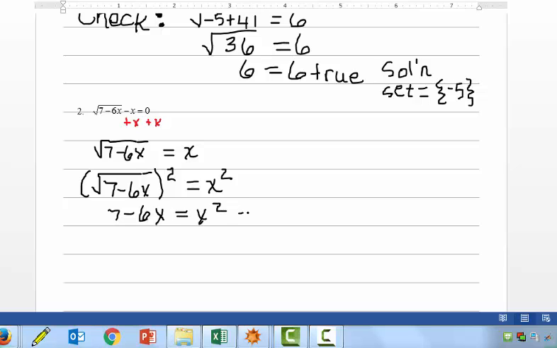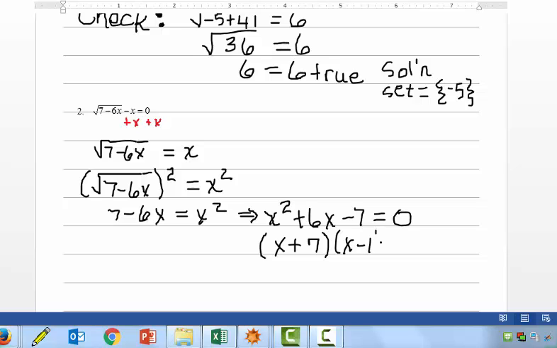This is a quadratic equation. I'm going to put it in standard form by adding 6x to both sides, subtracting 7 from both sides. So this gives me a 0 on the left, x squared plus 6x minus 7 on the right, and I interchange the left and right sides. And I can actually solve this by factoring. x plus 7 times x minus 1 are the factors of this.